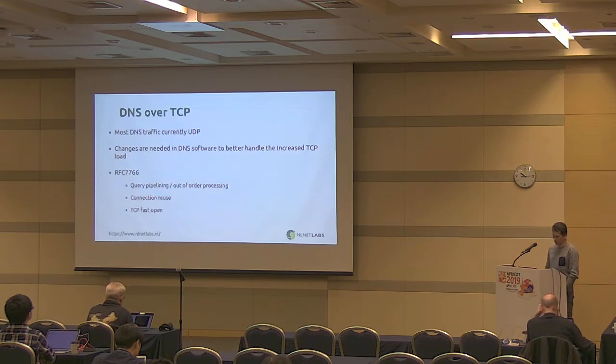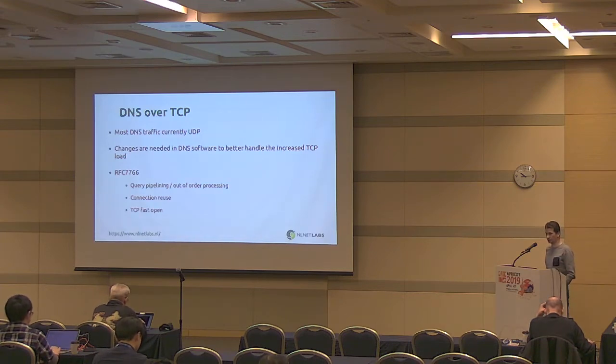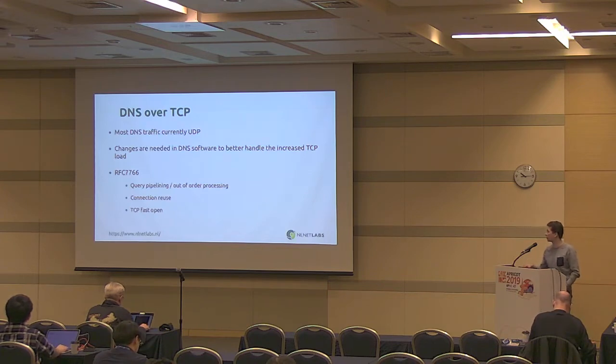Now, if we want to start doing all our DNS over TLS, that means we are going to see a shift from UDP to TCP. DNS traffic is mostly done over UDP, which is really nice because it's simple and fast. So if we are now going to switch to TCP, we will need some adjustments in our DNS software to make sure it somewhat matches the UDP performance we are used to. One of the documents that is made, I think in DNSOP, is the DNS over TCP document, which states some techniques that can be used to optimize the TCP performance.